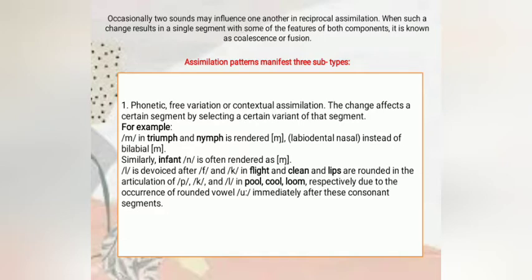Labiodental nasals instead of bilabial m. Similarly, infant n is often rendered as m. L is diffused after v and g in flight and clean, and lips are round in the articulation of p, g and l in pull, cool, loom, respectively, due to the occurrence of round vowel u immediately after this consonant segment.